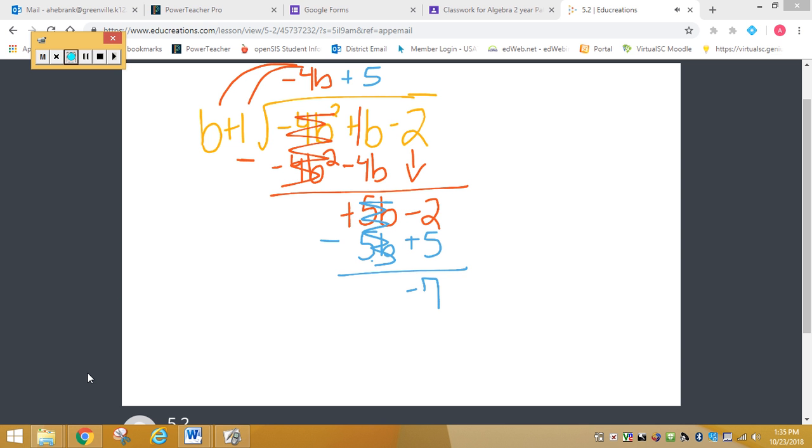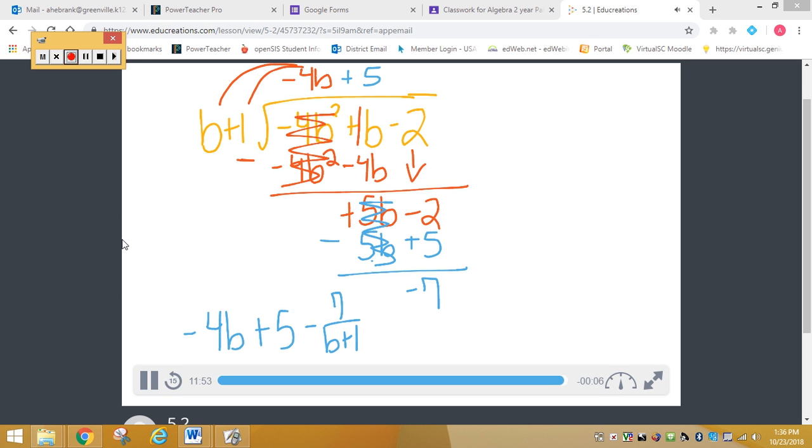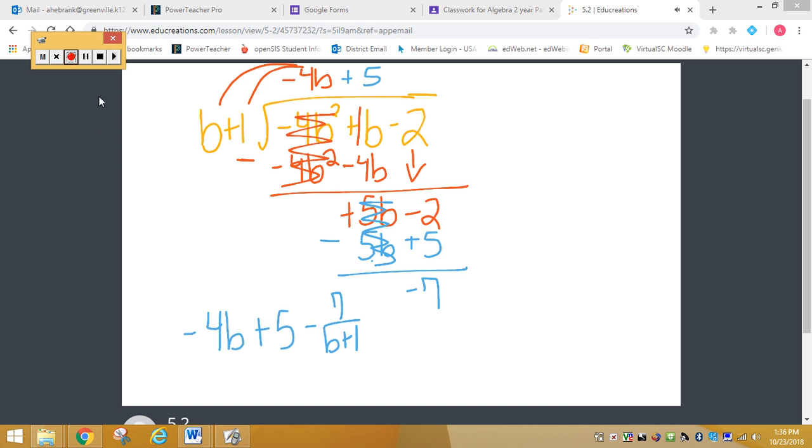So to write my answer, I would write negative 4b plus 5. And then my answer, I got a negative 7, and you write it on top of the remainder. Okay? That should be good to get you through the worksheet. I don't think any others are too difficult. So good luck.